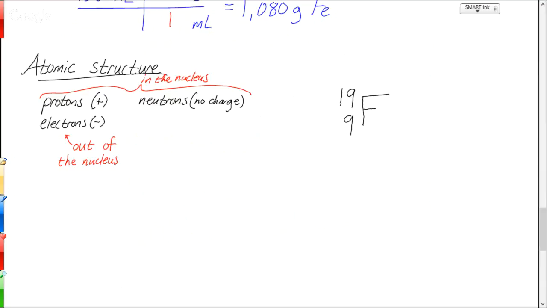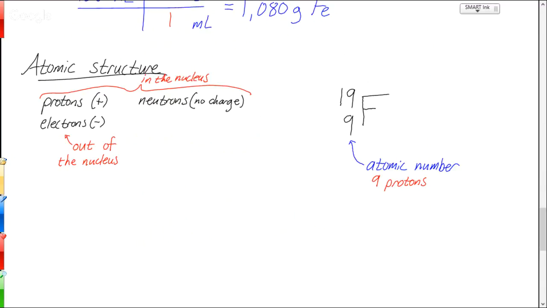So as you probably saw in your pre-reading, what does that 9 mean? Yeah, that's the atomic number. And what does it refer to? 9 what? 9 protons, right. So that means that this atom is going to have 9 protons. And those 9 protons identify that atom as fluorine.